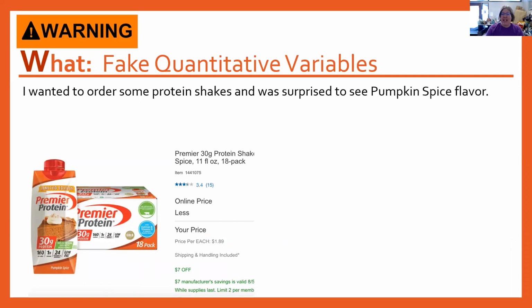I was looking at ordering protein shakes and I was super shocked to see this pumpkin spice flavor. I was kind of on the fence about it, right? It could go either way. It could be good, could be bad. So I looked at the rating and it has 3.4 stars. I was like, oh, that's kind of like a C plus-ish. C, so maybe it's not so bad, right?